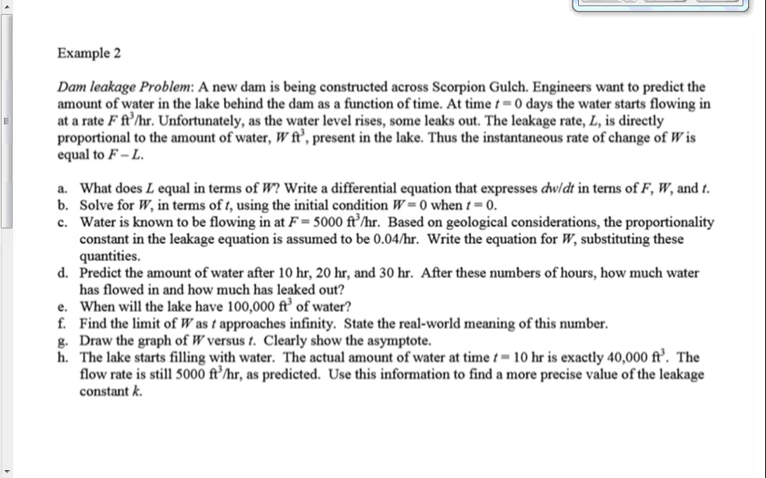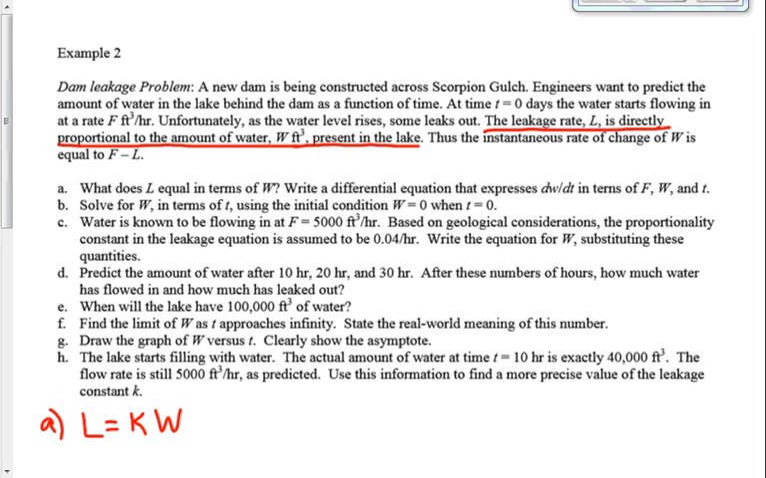Okay, so we're on part A, and what does L equal in terms of W? Finding L, the leakage rate L is directly proportional to the amount of water present in the lake. So I just have a direct variation. Now I'm actually going to pause for a minute and start writing down some variables, because I think we're going to have a lot.